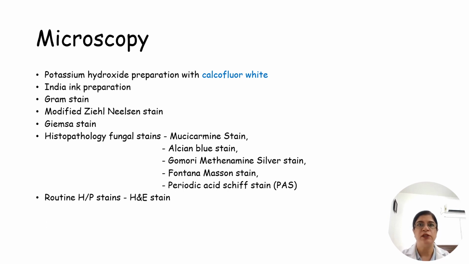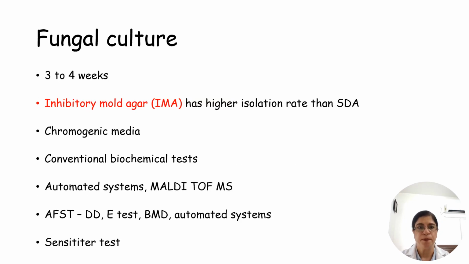Routine histopathology stain like hematoxylin and eosin stain tells us about the inflammatory response in the tissue, and it helps in reaching the diagnosis. Then immunohistochemistry is available only in reference labs, and immunofluorescence also remains important for certain pathogens.